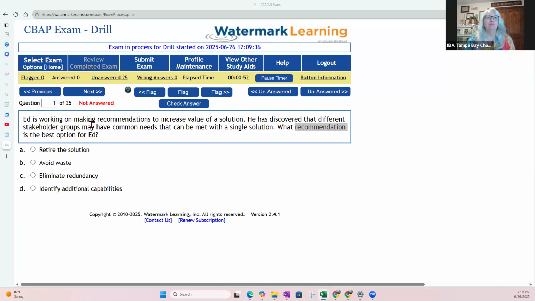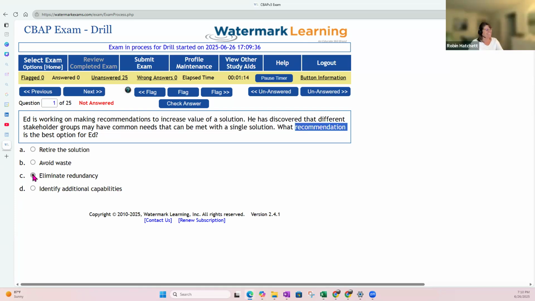So if he has stakeholder groups that have common needs that can be met with a single solution, should he suggest to retire the solution, avoid waste, eliminate redundancy, or identify additional capabilities? So let's eliminate some. So C is the correct answer. Yeah, C is the correct answer. By the way, any questions?